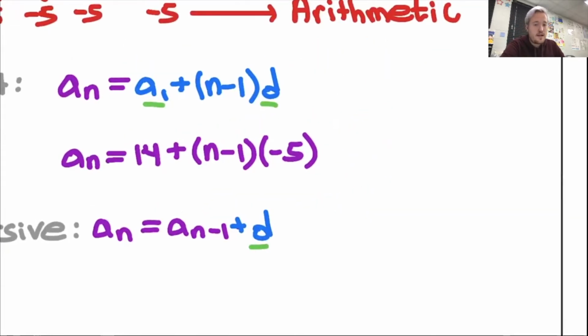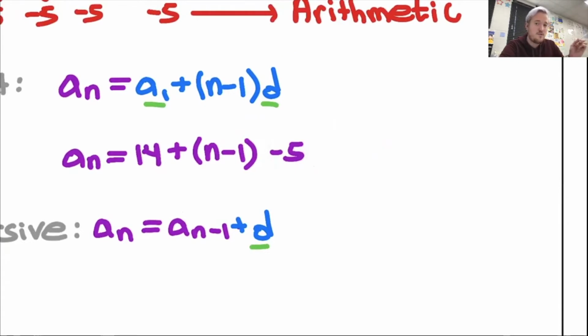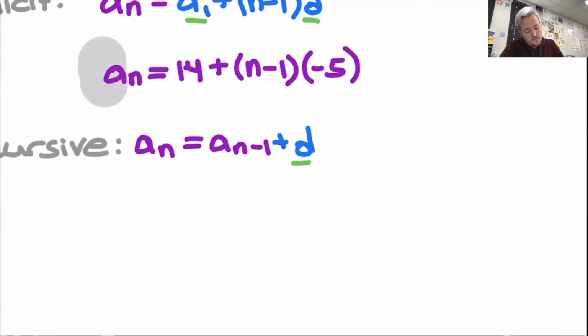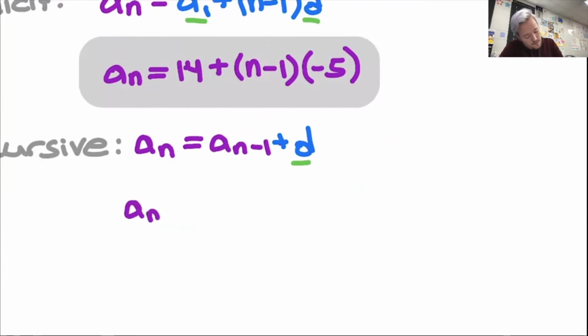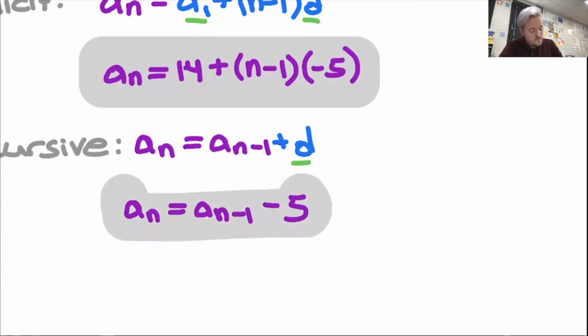Now notice how I wrote the common difference over here in parentheses because it's negative. If you just write -5, then that's turning into subtraction rather than multiplication. So you have to include parentheses if your common difference is negative. Same idea over here. So A of n equals the previous term, A of n minus 1, minus 5. That is your recursive form.